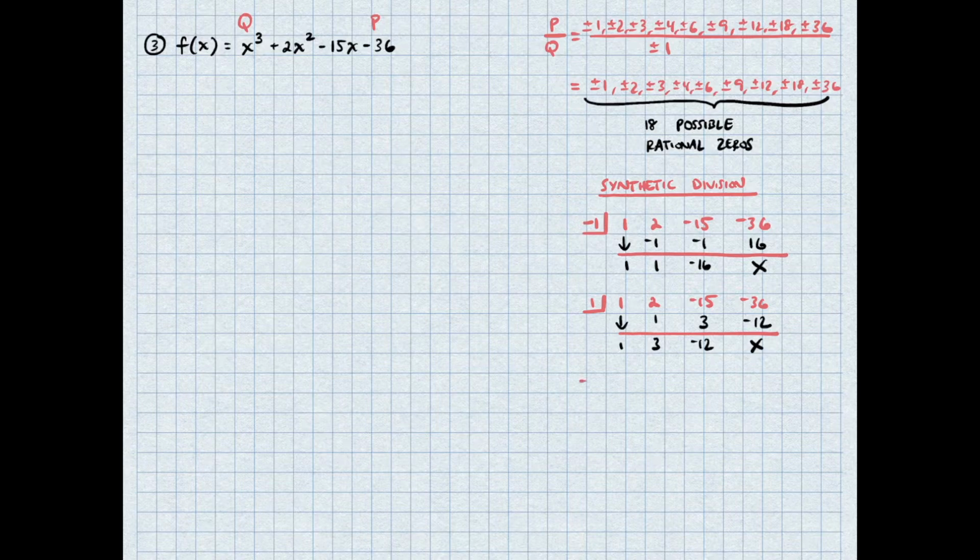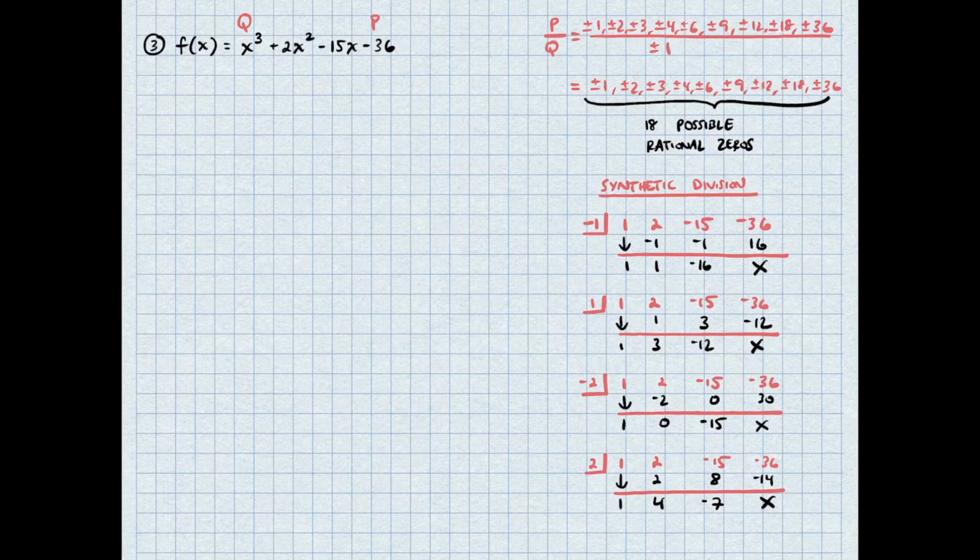Now let's try negative 2. This 1's going to come straight down. This will be a negative 2. This is 0. This is 0. This is negative 15. This is 30. And this won't be 0. Now let's try positive 2. And again, this is not 0. Now I'm going to try negative 3.